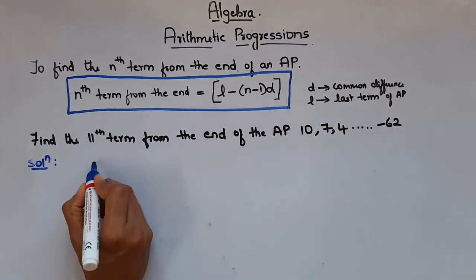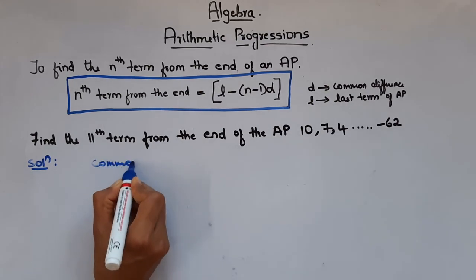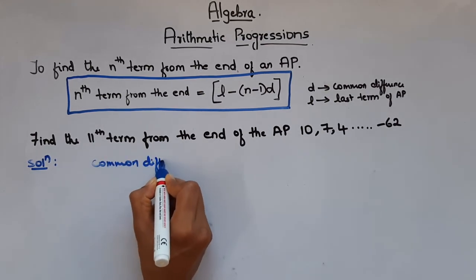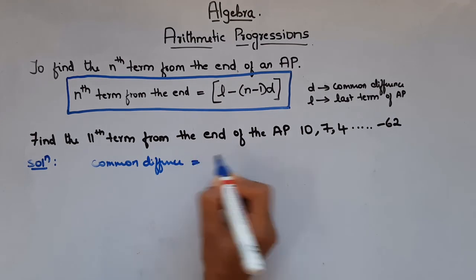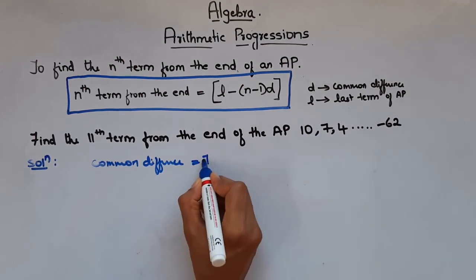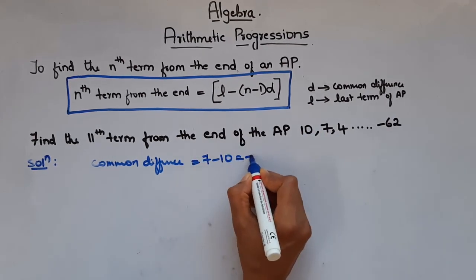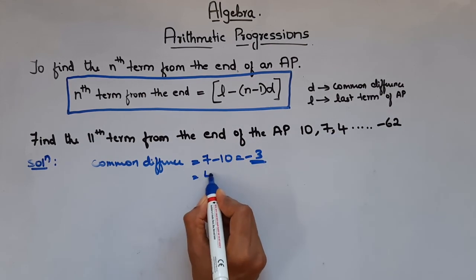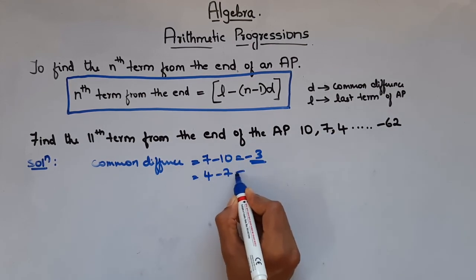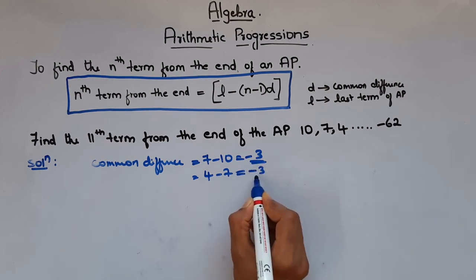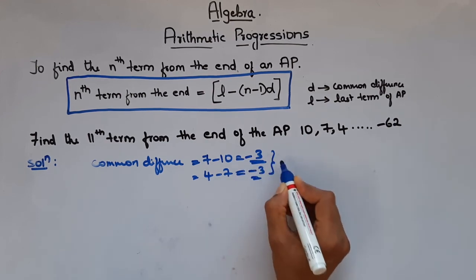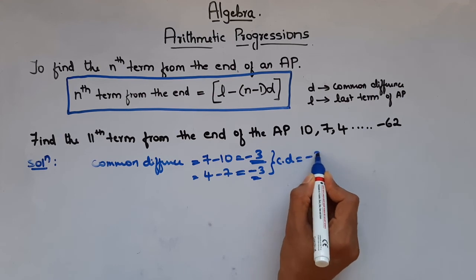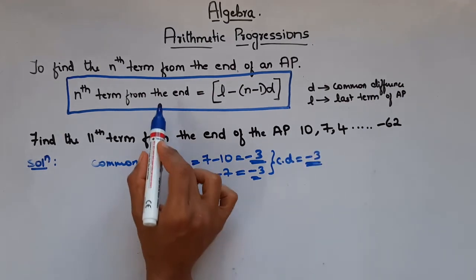So let's find the common difference here. So common difference is equal to 7 minus 10. So 7 minus 10 will give you minus 3. Similarly for 7 and 4, we have 4 minus 7 is equal to minus 3, right? So your common difference is minus 3. Now let's apply this formula.